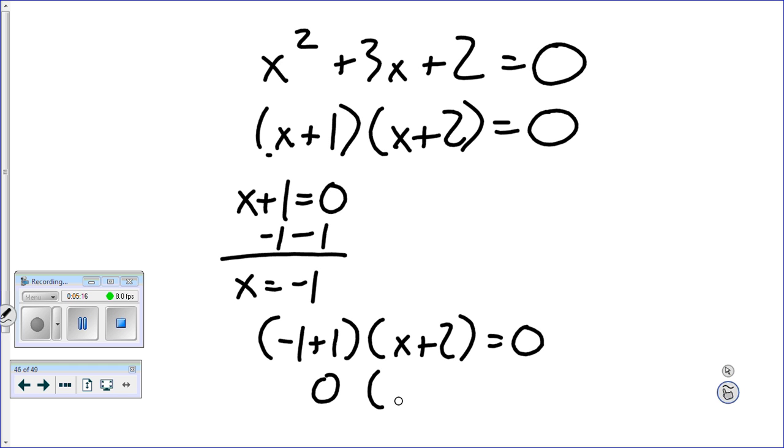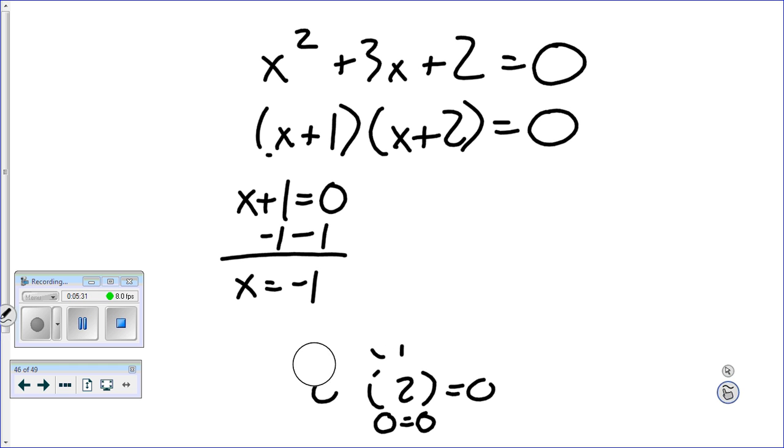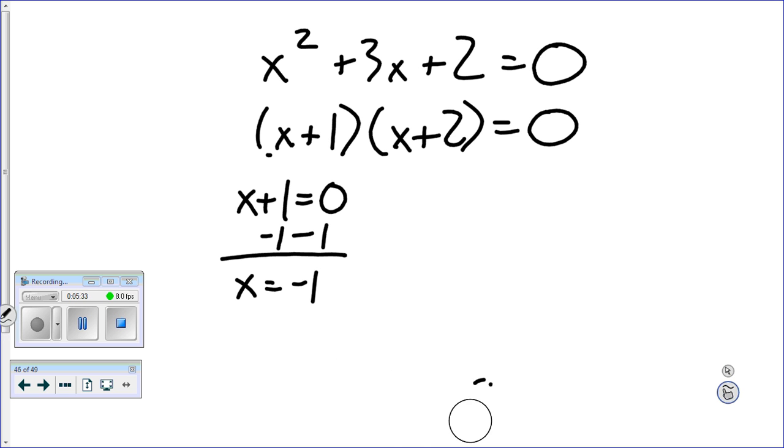You know, I can plug in the -1 over here. It doesn't really make a difference. -1 plus 2 is going to be 2, and of course, this is still a true statement, okay, because 0 equals 0, okay? And we can say the same thing for the other one as well. It doesn't matter what it is.